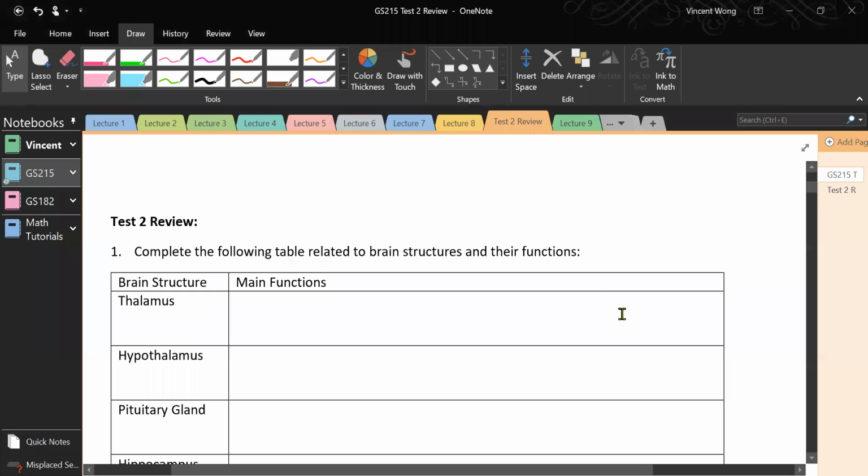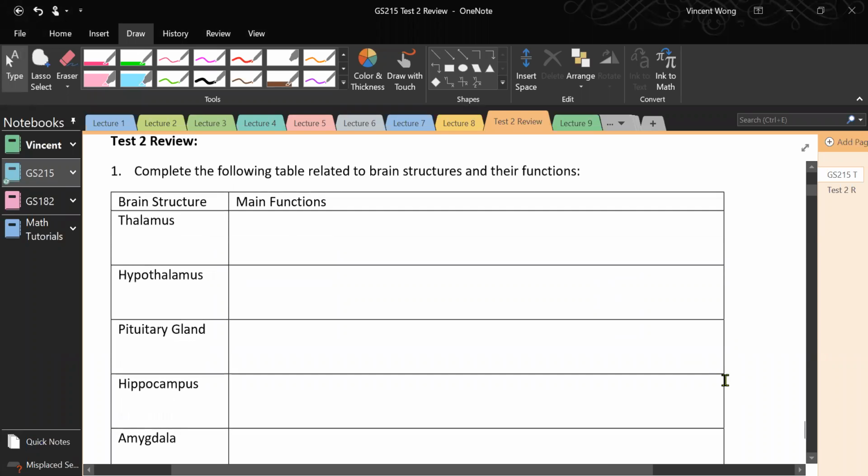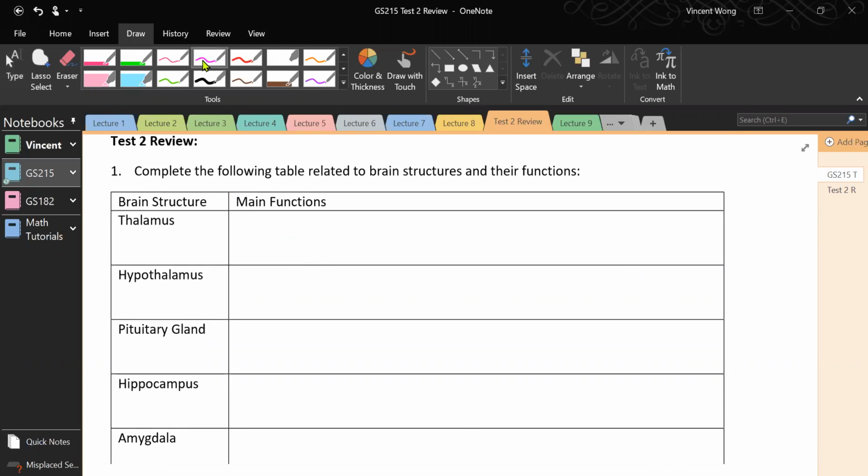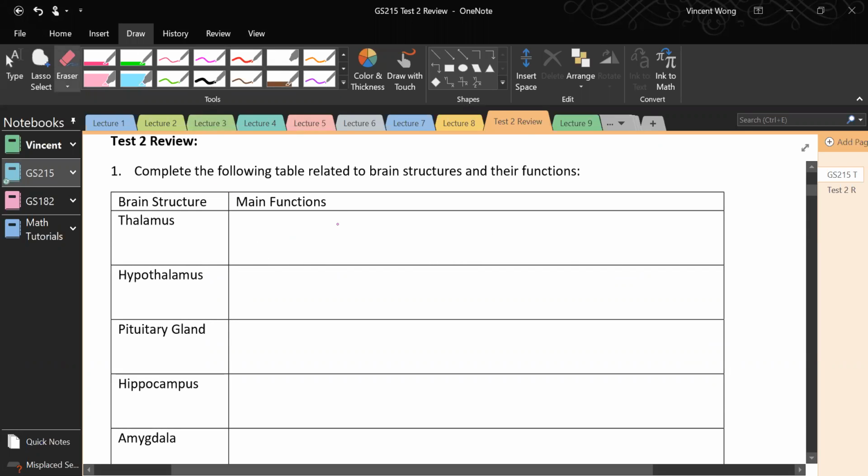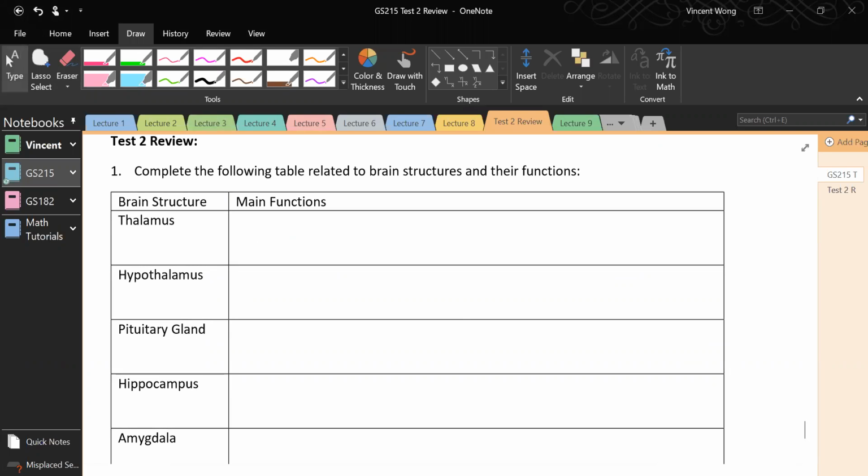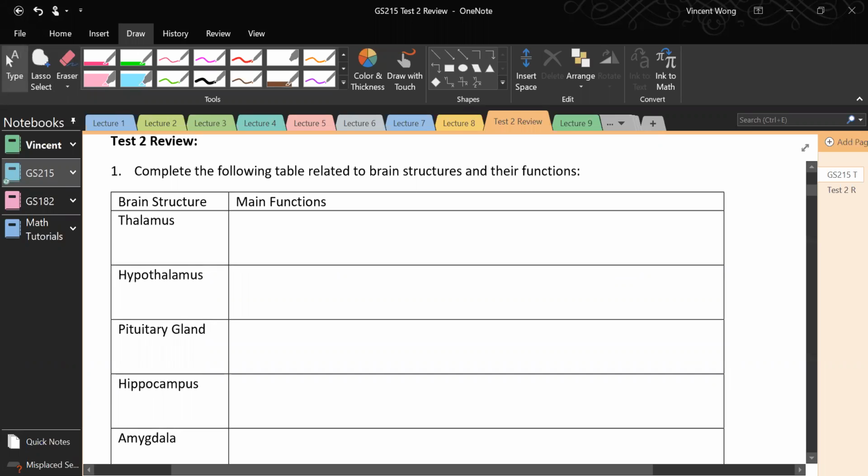Okay, let's take this thing up. First part of the question is to complete the table related to brain structures and their functions. All right, so here we go. Now, I'm not going to write too many details. I'm just going to keep it at bare minimum. This review serves as just a quick reference sheet for you, in case you need to look it up during the test or whatever. For the detailed explanation, you probably want to go look at the PowerPoint slides.